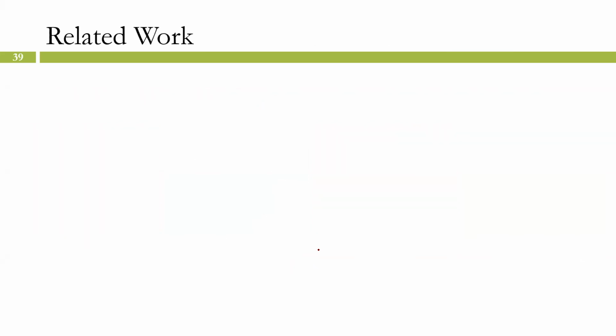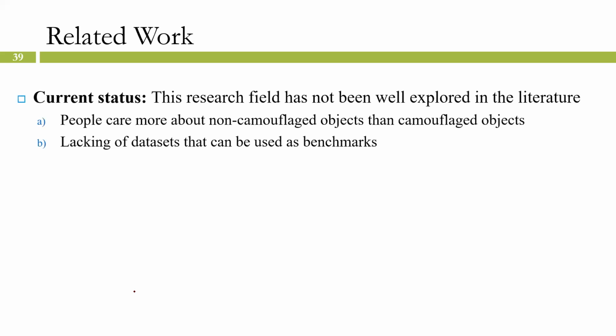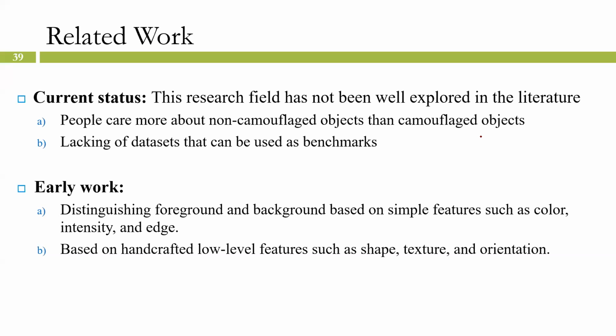Okay, so we have the problem. We need to do the related work. And it turns out that this research field has not been well explored in the literature. People care more about salient objects, non-camouflage objects, than camouflage objects. And we don't have so many datasets in the field to use for model training or for benchmarking. And the early work only focused on foreground and background separation based on color, intensity, and edges, all those low-level features.